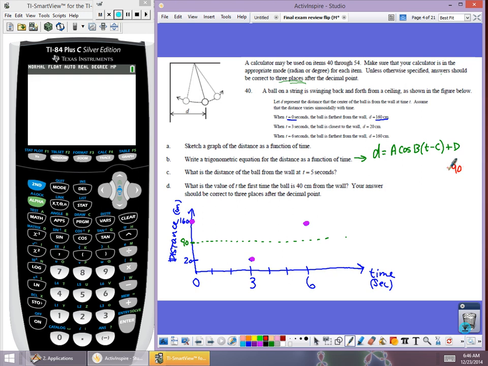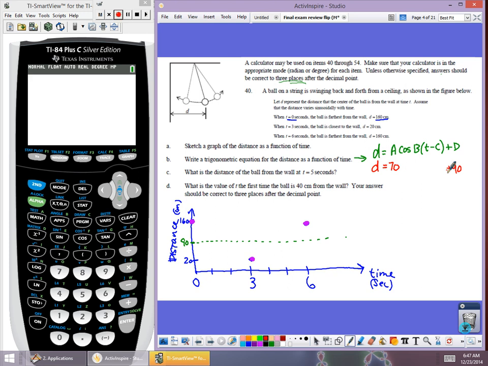90 centimeters. So we already have our D, and then our amplitude is how high and how low we're going from the midline. So our amplitude is 70. And sometimes 90 is written in the front, so it's 90 plus 70 cosine B, whatever, and then it continues. But either way is fine.